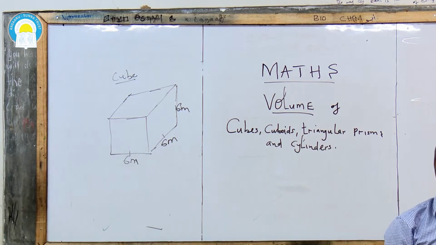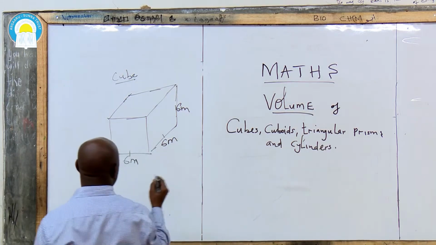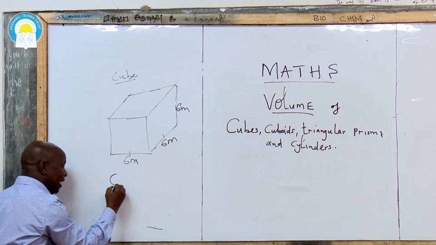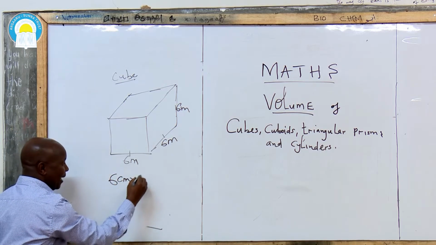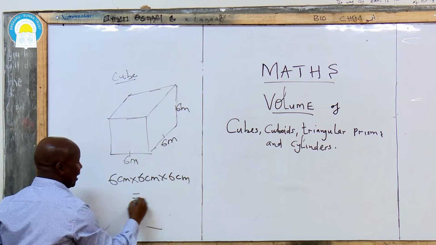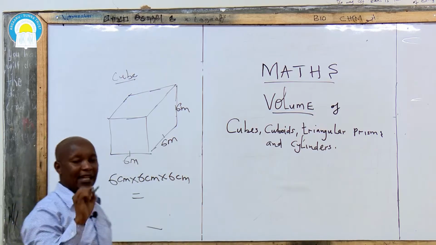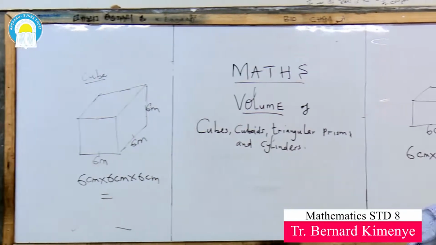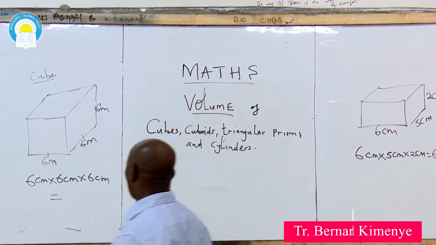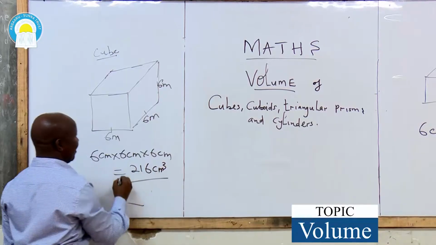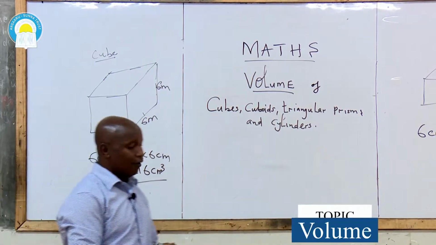We can also say side, three times. Like in our case here, one side is 6. So the volume of a cube is 6 centimeters multiplied by 6 centimeters multiplied by 6 centimeters. 6 multiplied by 6 is 36 centimeters squared. Multiplied by another 6, it becomes 216 cubic centimeters. That's a very good example of a cube.